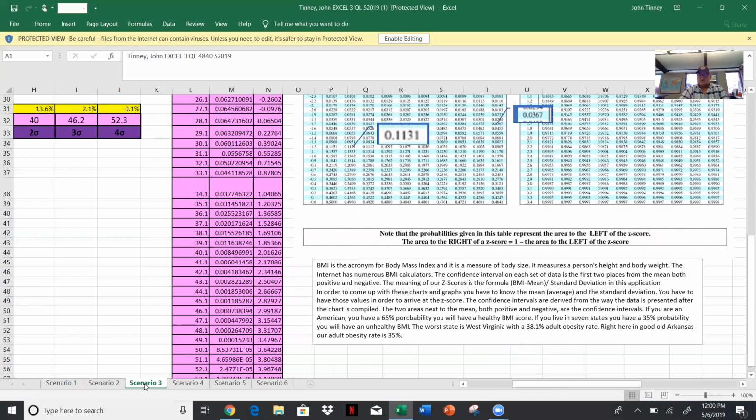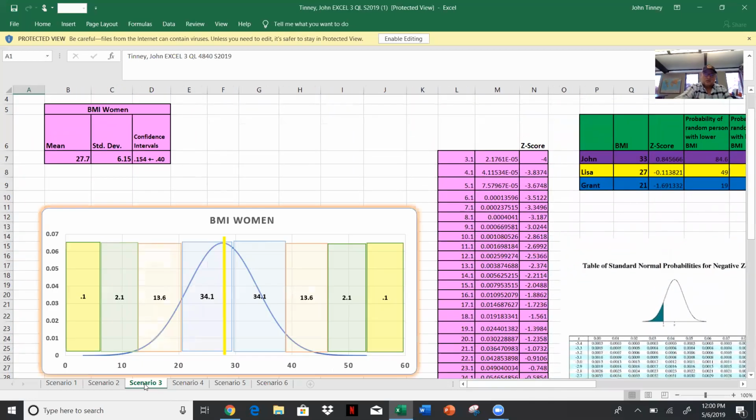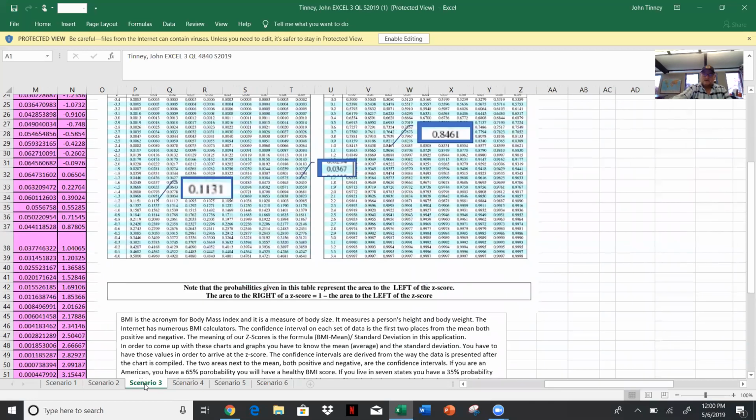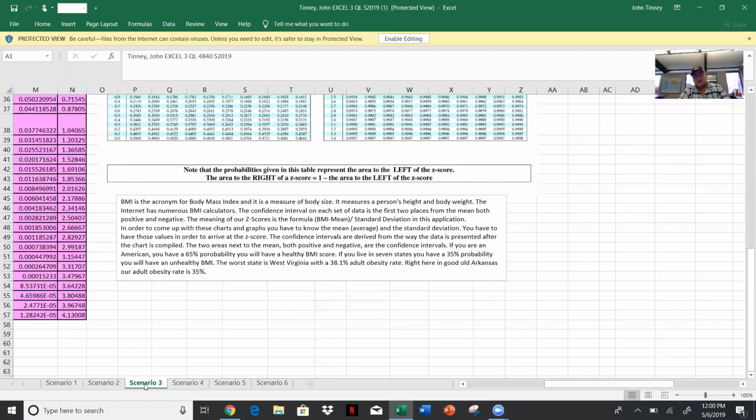The z-score in this formula would be the BMI minus the mean, divided by the standard deviation in this application. In order to come up with these graphs, you have to know what the mean is and the standard deviation. You have to have these values to arrive at your z-score. The confidence intervals are derived from the way the data is presented after the chart is compiled. Once you get it all made together, you can see the 34%, I think it's 34.1%, and 13.6% on either side. That's the one that makes the difference, you can be confident that the majority of the folks are going to land in those areas.